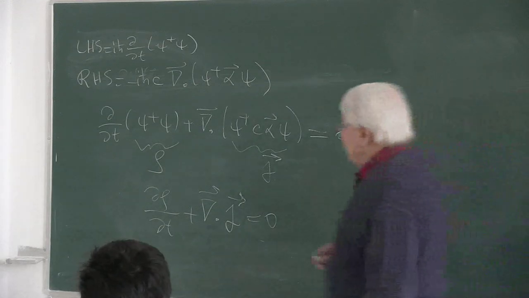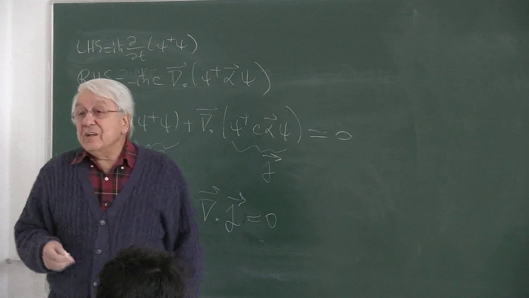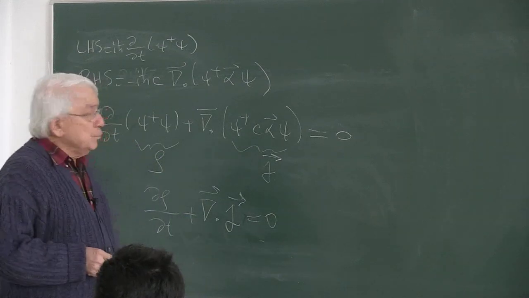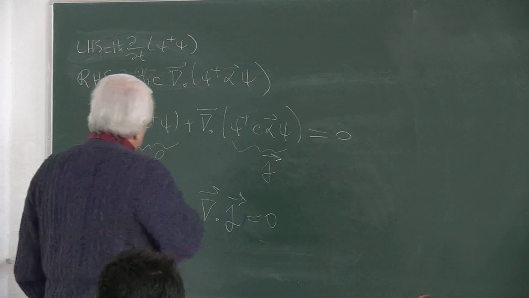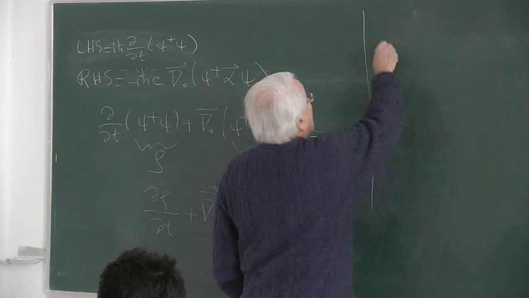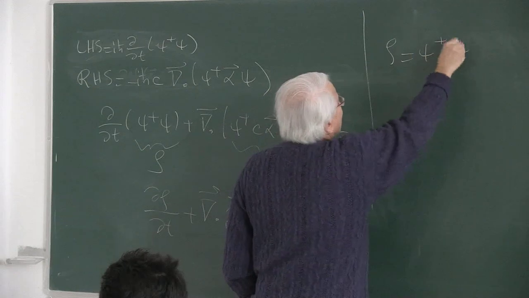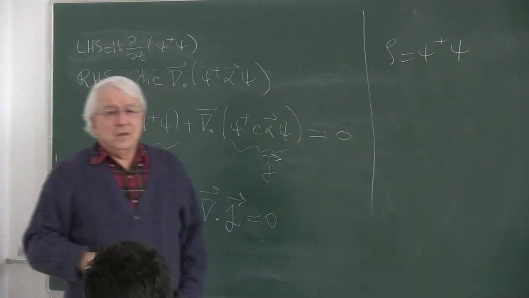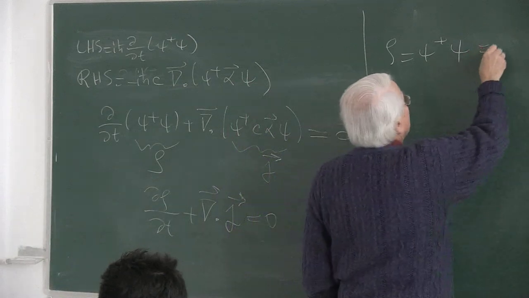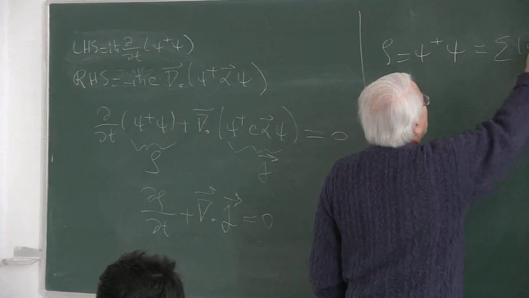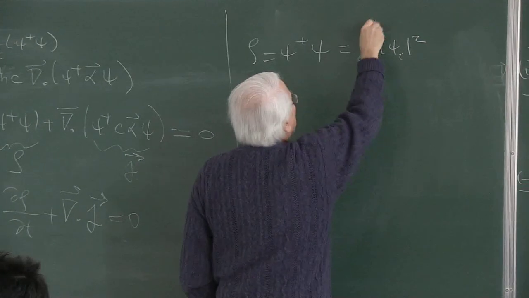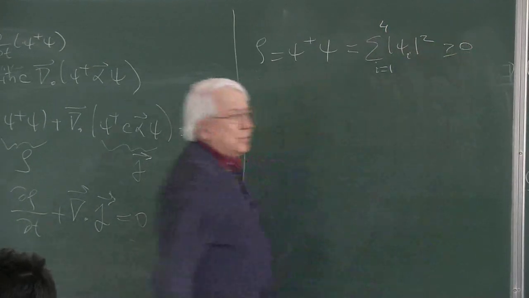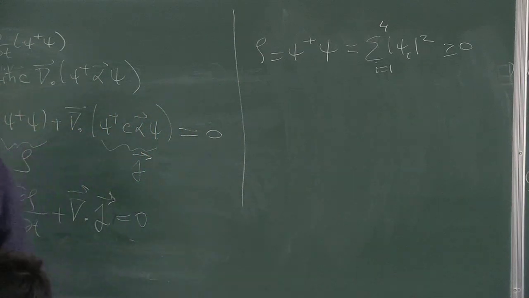First, let's demonstrate how it guarantees the conservation of the probability. So rho is psi dagger psi. It is the probability density, which is equal to the sum of mod psi_i squared from i equals 1 to 4. Obviously, that is positive definite. Being the mod square of a complex function, each term is positive definite, thus the sum is also positive definite.